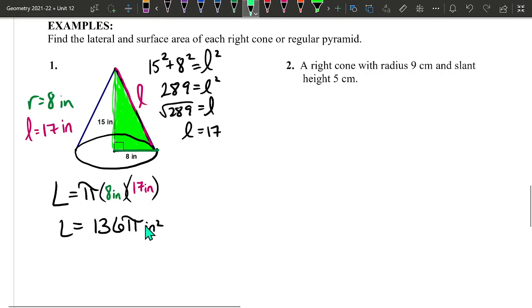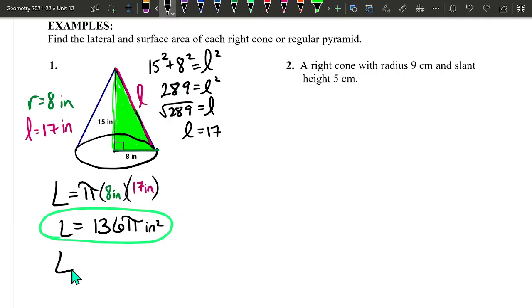And that I will need to calculate total surface area, but for my final answer for lateral area, I'm going to use a decimal, unless your instructions in your assignment tell you otherwise. 427.3 inches squared.